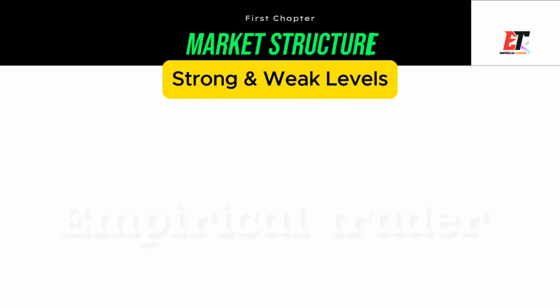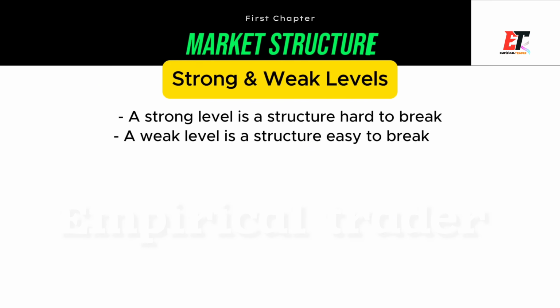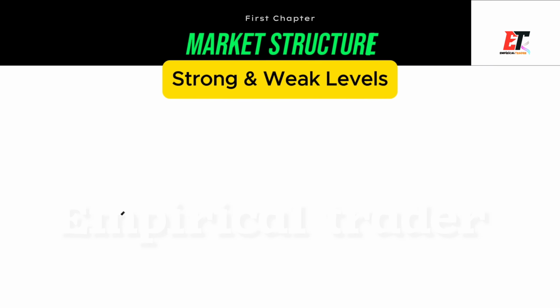Strong and weak levels. A strong level is a price level that price action has shown is very hard to break. And a weak level is a price level that price action has shown is easy to break. So let's look at the simple uptrend.